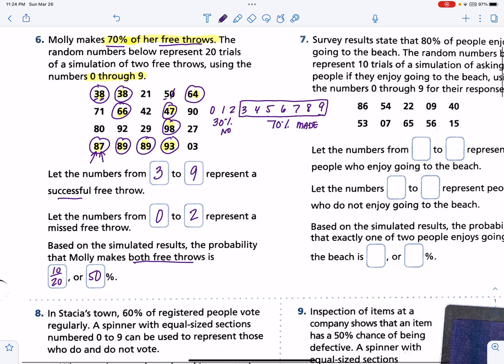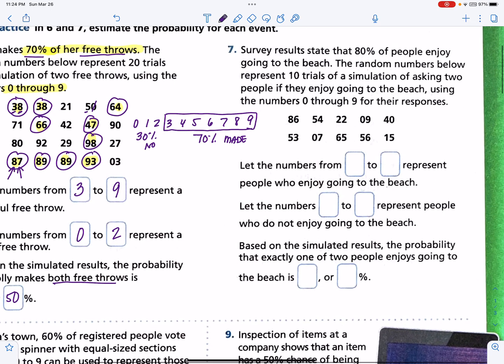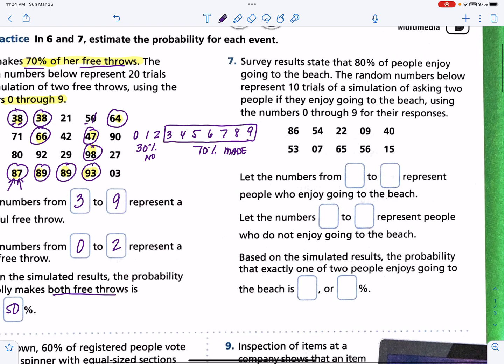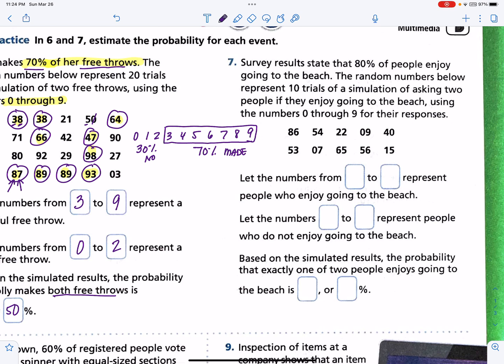Okay, let's go ahead and slide over here. We're going to do the same concept as we go through this. It says that 80% of people enjoy going to the beach. The random numbers below represent 10 trials of simulation, asking 2 people. You can see person 1 and person 2. They're using the numbers 0 to 9 for the responses.